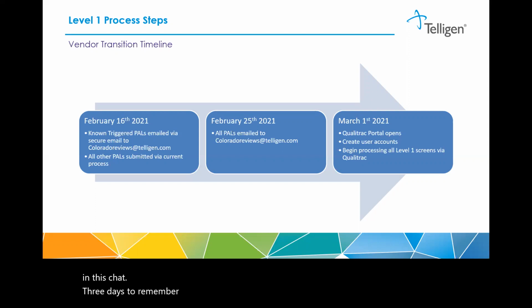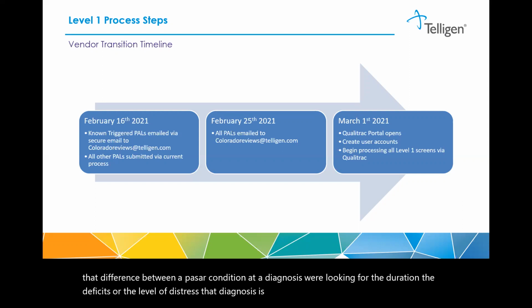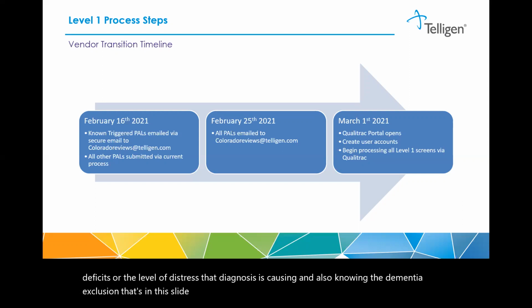That's a great question. So when thinking about that difference between a PASRR condition and a diagnosis, we're looking for the duration, the deficits or the level of distress that the diagnosis is causing, and also knowing the dementia exclusion. That's in this slide deck. Great helpful hint from PTAC.